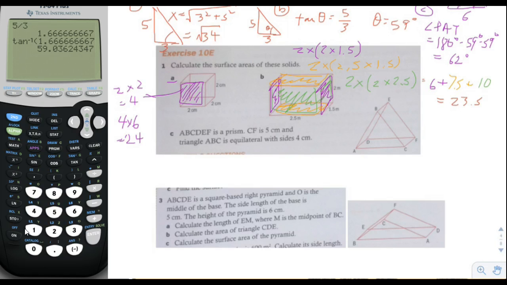Okay. C. ABCDEF is a prism. CF is 5 centimeters, and triangle ABC is equilateral with sides 4. So this equilateral triangle here has sides 4 long. They're all 4. Okay?